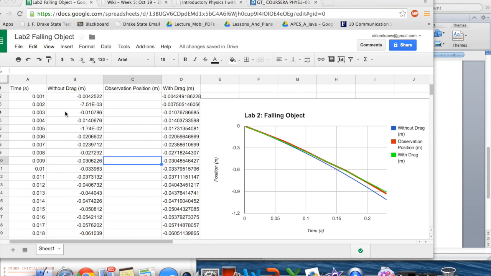Now we can compare all the results by keying in all the data we've collected from Python and Tracker and then graph all of them together. And we can see that the observation and the position of the force without drag are not close to each other, concluding that there was drag force involved in the falling object experiment. Without the drag force, the predicted position would be different from that of the observed position.